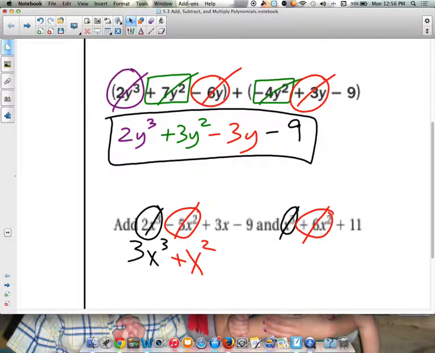And then I've got this 3x, so plus 3x, and I look, I have a minus 9 and a plus 11. So it doesn't have a like term, it's by itself. I'm going to just bring it down as plus 3x.